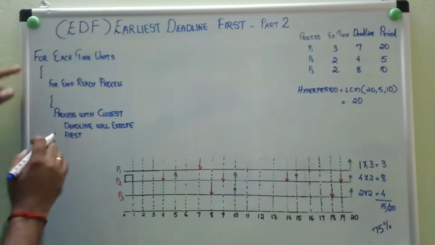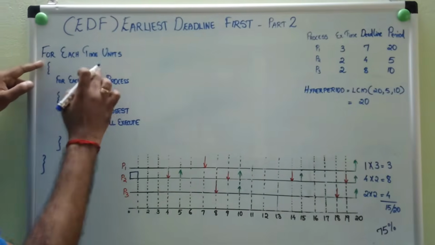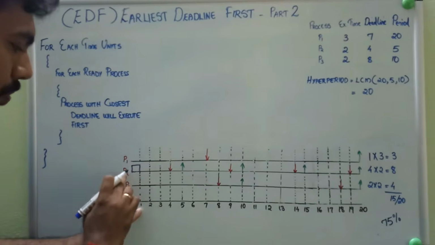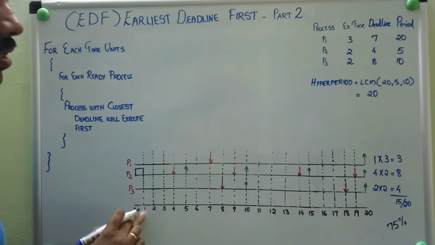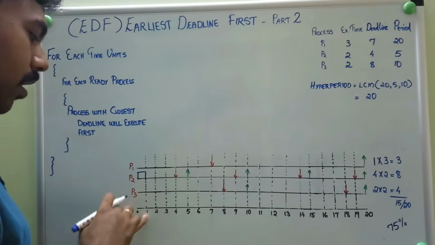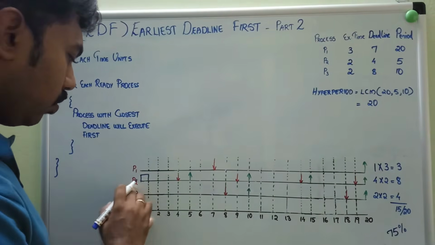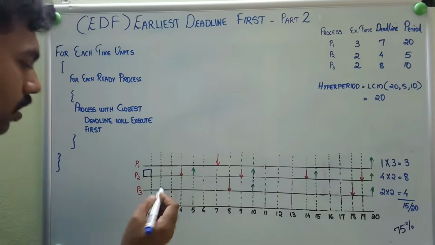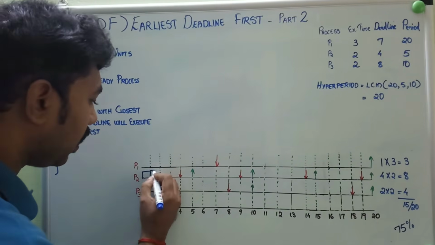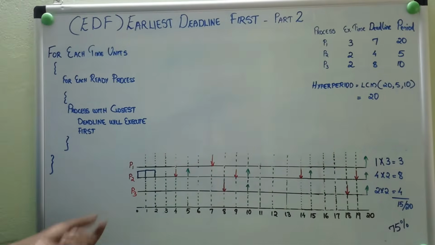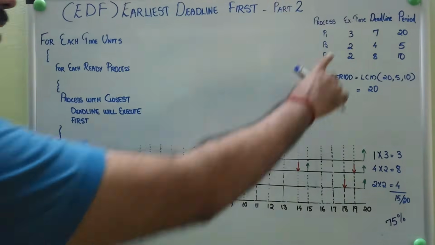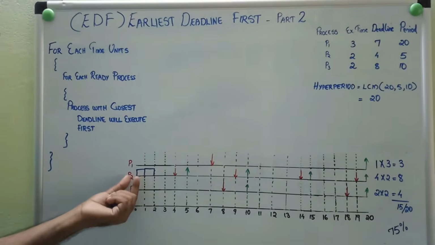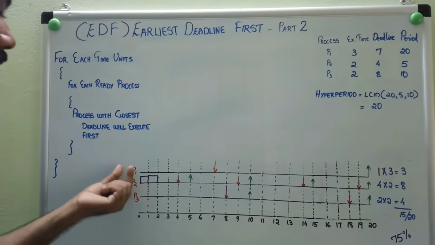Now again, according to the algorithm, we have to cross verify the deadline each and every time unit. Now we are at 1. Again P1, P2, P3, all three processes are ready. Since P2 has not completed its task, we again verify the deadline. Again P2 has the closest deadline, so P2 will continue its task. Now P2 has completed its first task before its deadline. This is the meaning actually. Now P2 will be in the wait state.